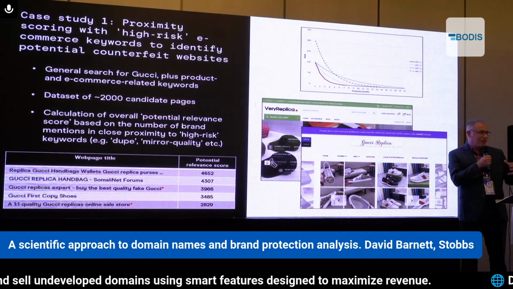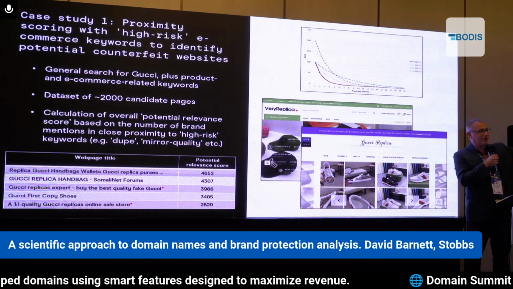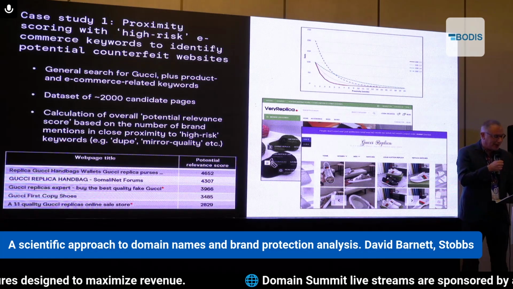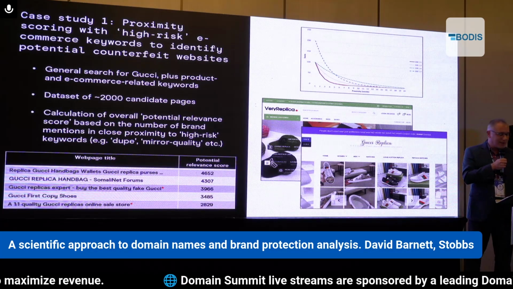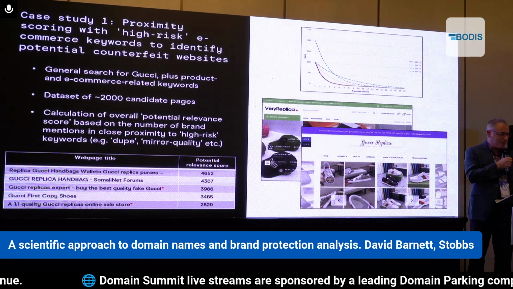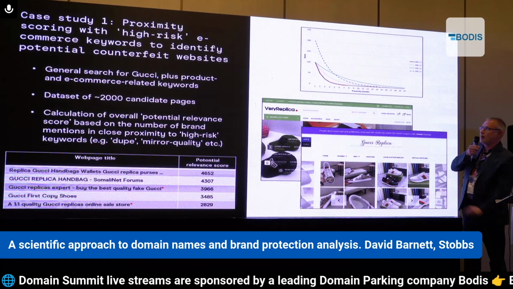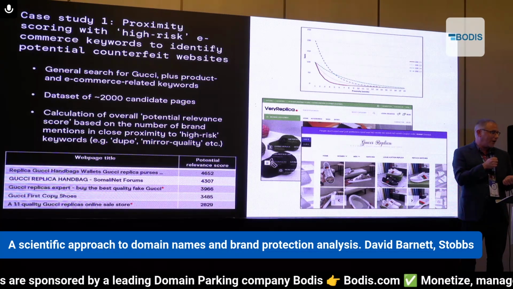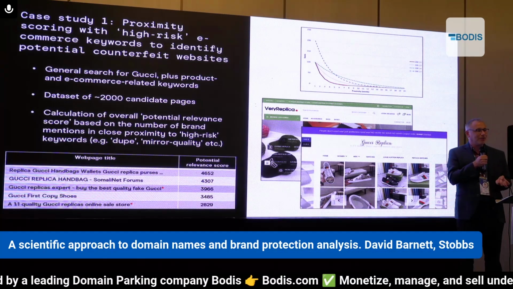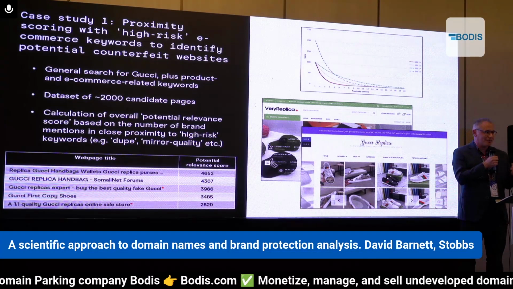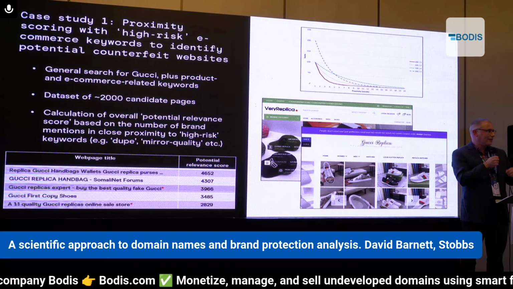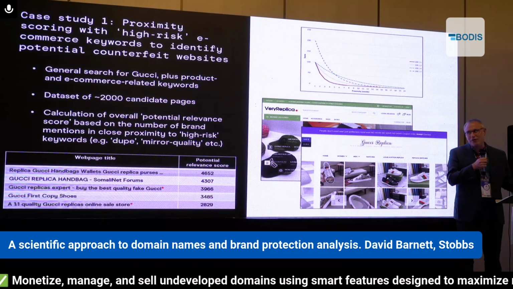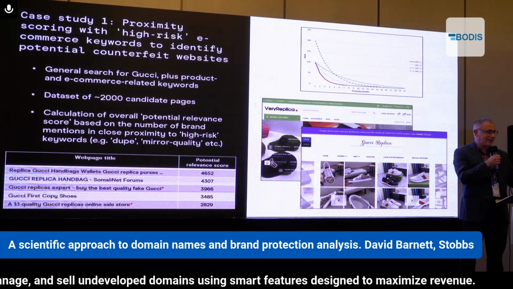And the idea there is, what can we then do to bring to the top those that really are the ones resolving to websites that may be doing this egregious activity? So what we did here is we used a proximity scoring system, which is represented by the graph at the top right. Essentially, we picked a series of what we know are high-risk keywords, the types of keywords that tend to be used by sites that are explicitly selling counterfeit products. So things like dupe, mirror quality, things that are used to describe counterfeit products, but are not typically used by sites that are selling legitimate products.